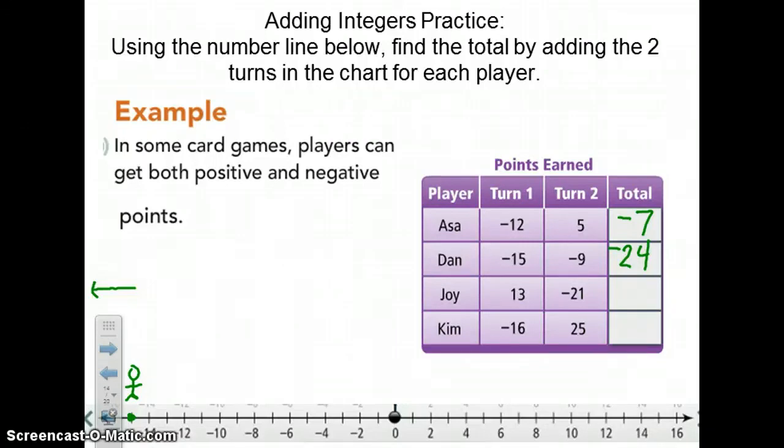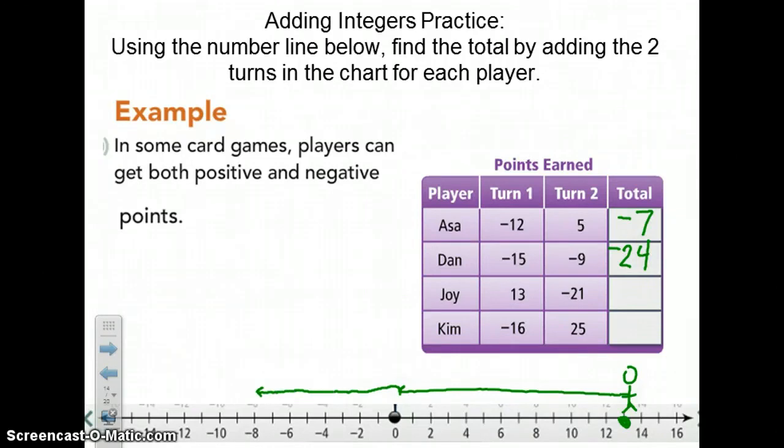All right, Joy. Joy is at 13, so she's on the other side of 0 to start with. Okay, and she's going to lose 21 points. So if we are going in the left direction, 13 points brings us back to 0. And we're going to keep going. We've got to go to 21, so there's 13. 14, 15, 16, 17, 18, 19, 20, 21. And that brings us to negative 8.